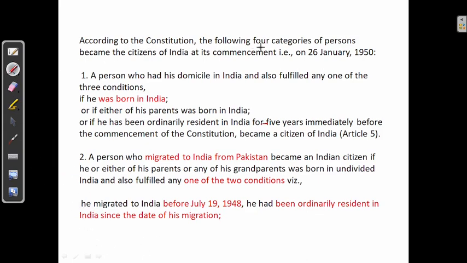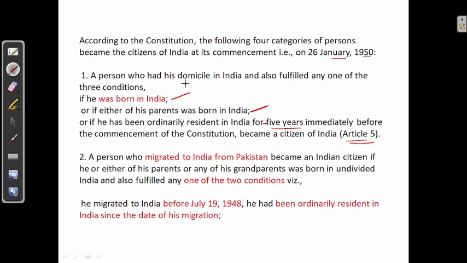According to the Constitution, the following 4 categories of persons became citizens of India at its commencement, that is on Jan 26, 1950. What are they? A person who had his domicile in India and also fulfilled any of the 3 conditions. What are the conditions? If he was born in India, or if either of his parents was born in India, or if he has been ordinarily resident in India for 5 years immediately before the commencement of the Constitution, he becomes a citizen of India. This is under Article 5.